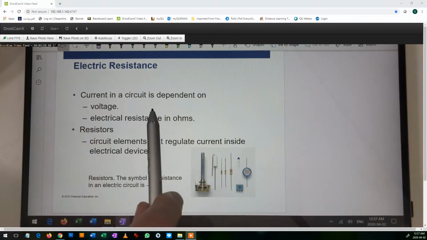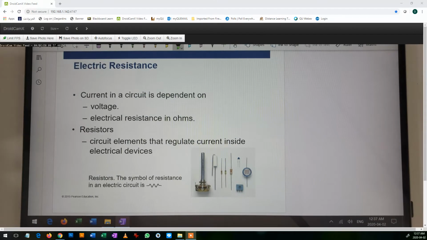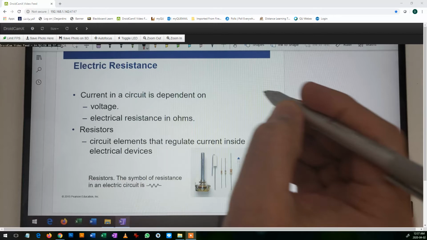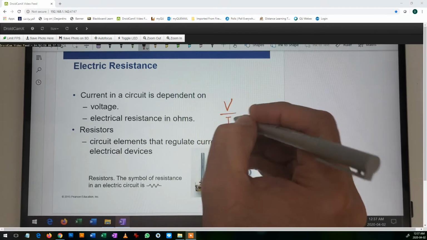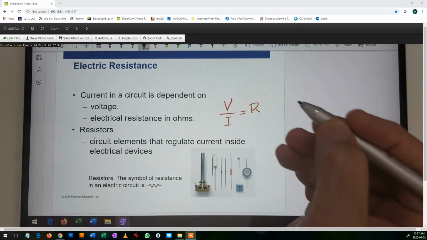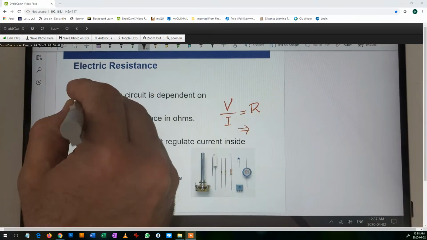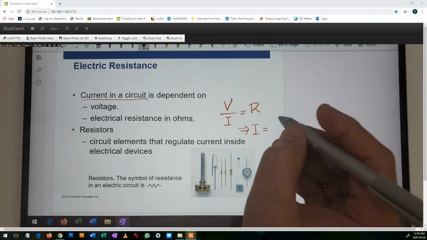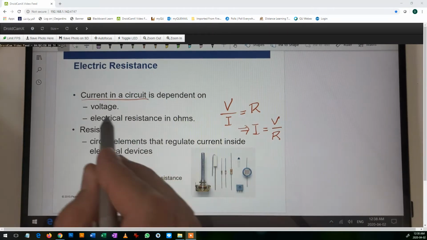Current in a circuit is dependent on the voltage and the electrical resistance in ohms. إذا بتتذكروا هناخده كمان شوي قانون أوم، يعني هو بقدم لأوم اللي هو V over I is equal R. فمعناته he is talking about the current in a circuit. معناته I is equal what? Is equal V divided by R.